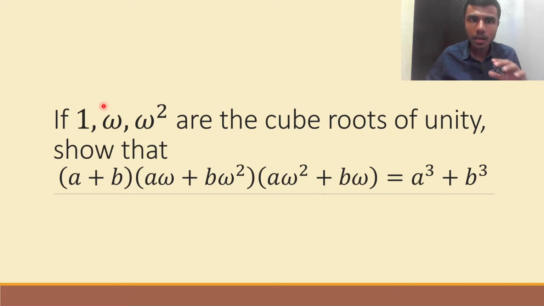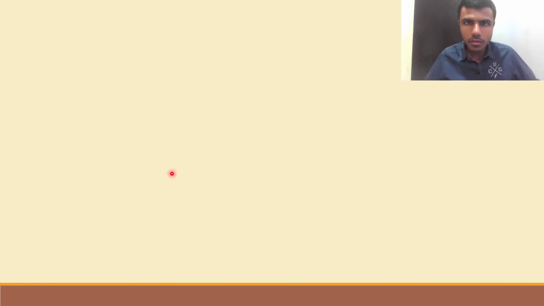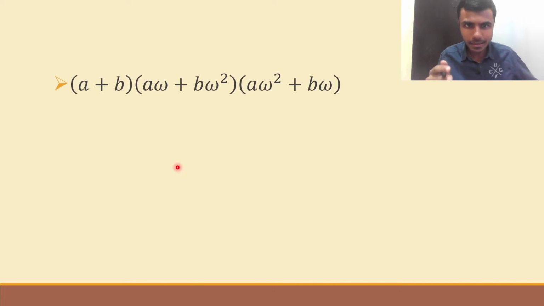Hello. Here 1, omega, omega square are the cube roots of unity. We need to show that (a + b)(...) whatever. We need to show that LHS is equal to RHS. So basically I'm going to simplify the LHS to show that it is equal to RHS. For that, first multiply the second and third brackets.